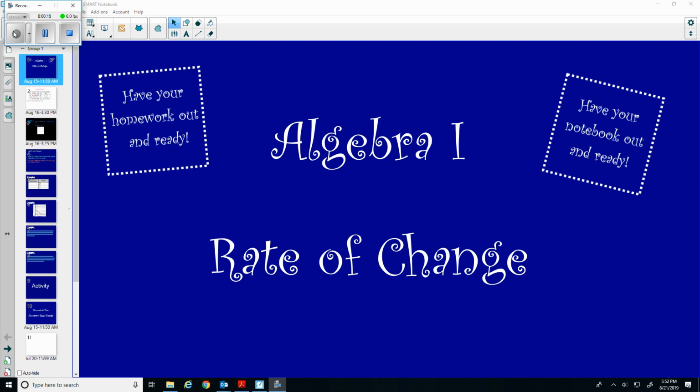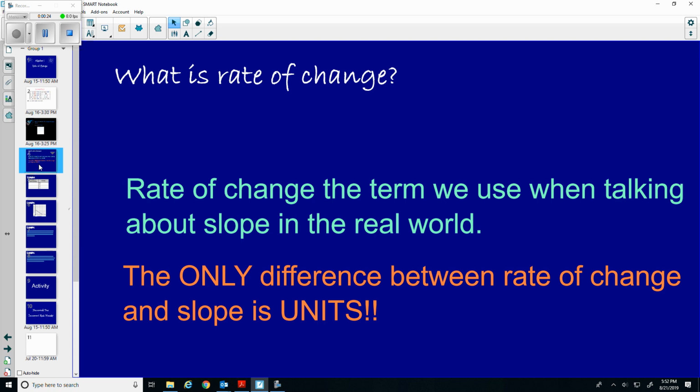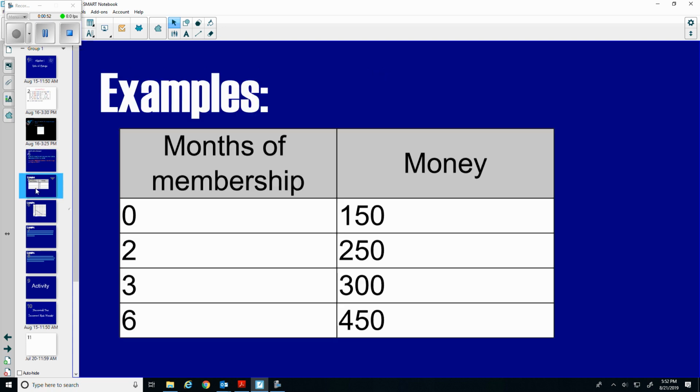Okay, today we're gonna go over rate of change. So what is rate of change? Rate of change is the term that we use when we're talking about slope in real life. All we're going to be doing is finding slope, the same way that we've been finding slope, but the only difference for rate of change is that we're going to have to include the units, and I'm going to show you and explain what that means. So if we look at this first example, we have a table.